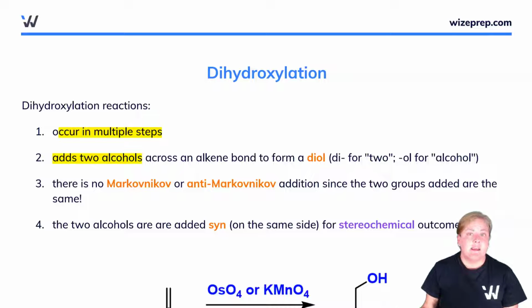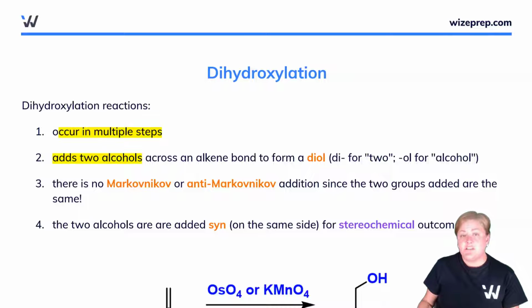Since these two groups are the same, like we saw in halogenation, there's no Markovnikov or anti-Markovnikov addition because they have the same priority as each other. But we do need to consider their stereochemical outcome. And here, the two alcohol groups will be added syn, or on the same side.